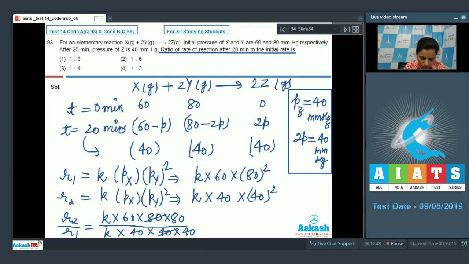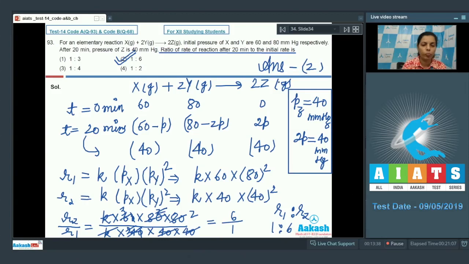Now it can be cut. These are 2 times further. This could be cut in this way. 3 by 2. So this 2 can be cut. 6 by 1. K is also cut in this way. This would be the ratio. 6 by 1, R2 by R1. So R1 by R2 is 1:6. So the ratio of the rate of reaction after 20 minutes to the initial rate of reaction is 1:6. So on the basis of that, the answer becomes option 2.